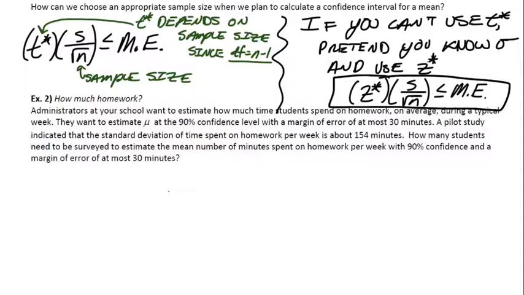Example 2 says administrators at your school want to estimate how much time students spend on homework on average during a typical week. They want to estimate mu at the 90% confidence level with a margin of error of at most 30 minutes. So margin of error is at most 30 minutes. A pilot study indicated that the standard deviation of time spent on homework per week is about 154 minutes. How many students need to be surveyed to estimate the mean number of minutes spent on homework per week with 90% confidence and a margin of error of at most 30 minutes?